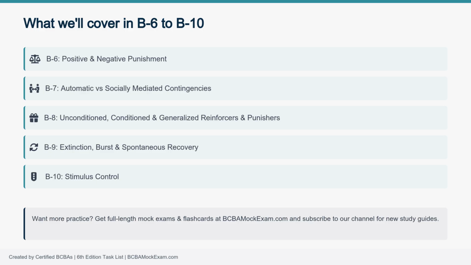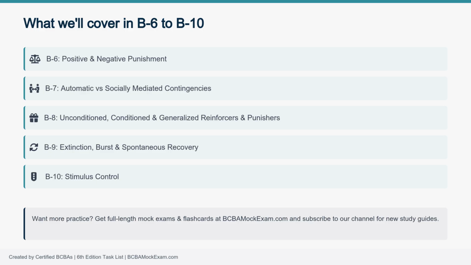On this slide, you see the roadmap for the video, and it's worth anchoring it in your head because these are exactly the phrases you'll see on the exam blueprint. B.6 covers positive and negative punishment, which is all about consequences that decrease behavior. B.7 separates automatic from socially mediated contingencies, which becomes critical when you're analyzing function. B.8 walks through unconditioned, conditioned, and generalized reinforcers and punishers, so you can explain where stimuli get their power. B.9 focuses on extinction, extinction bursts, and spontaneous recovery, and B.10 wraps it up with stimulus control.